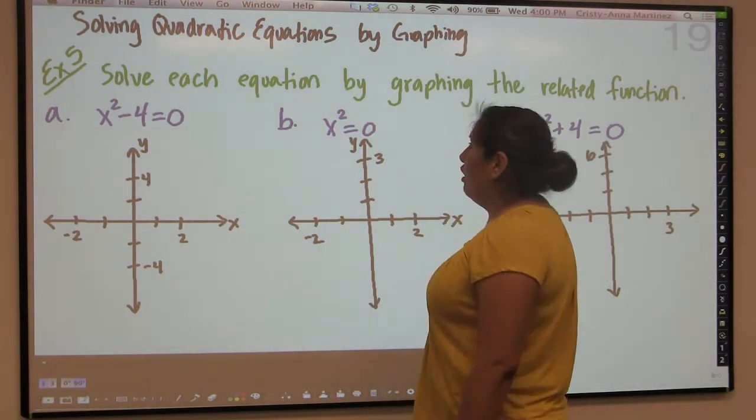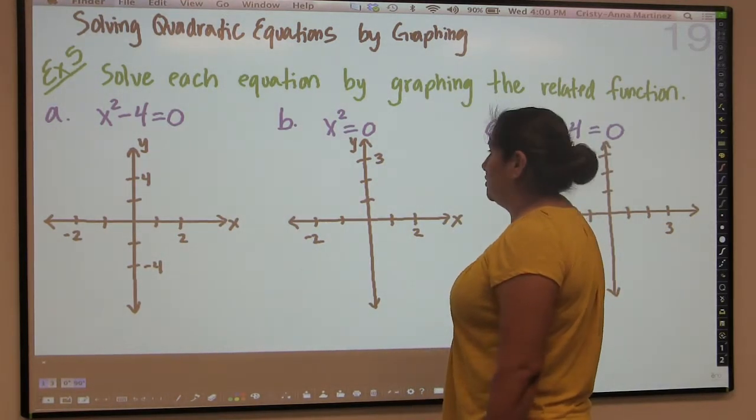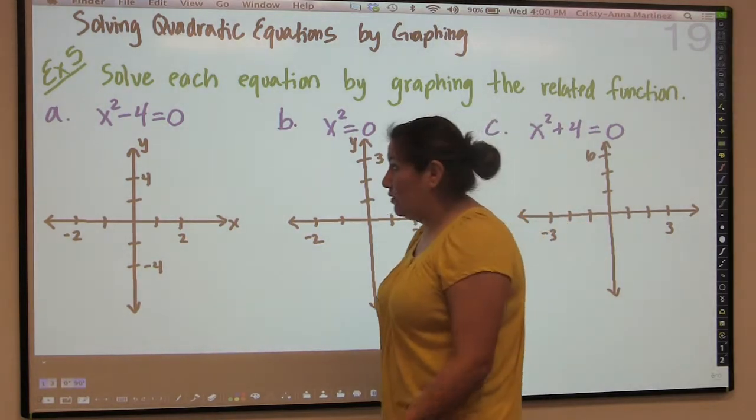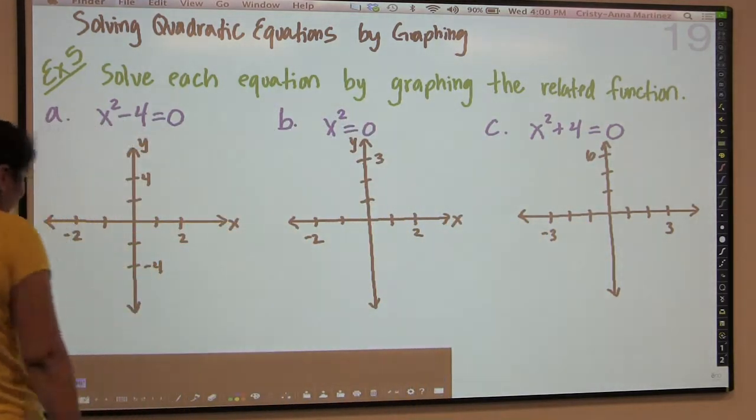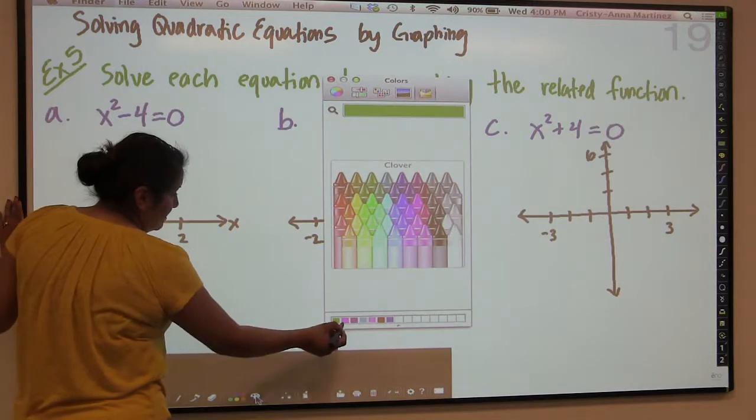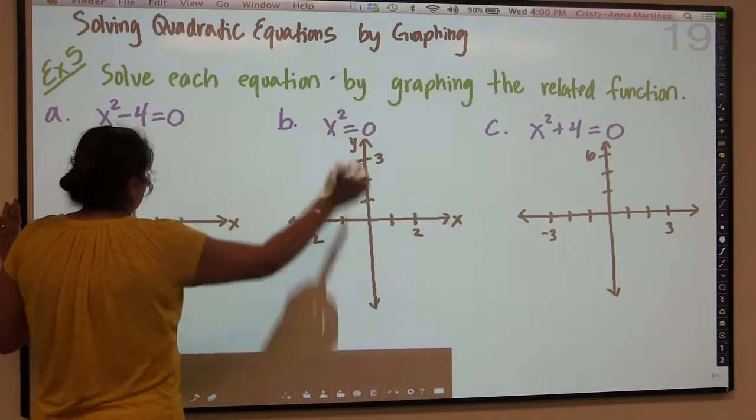So solve each equation by graphing. So we've already done that in 10.1 and 10.2. We've been doing a lot of graphing. So I'm going to graph these really fast. Don't be scared if I do it faster than you. It's just because I've been doing it a lot longer.